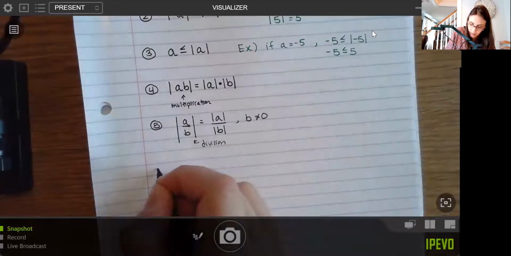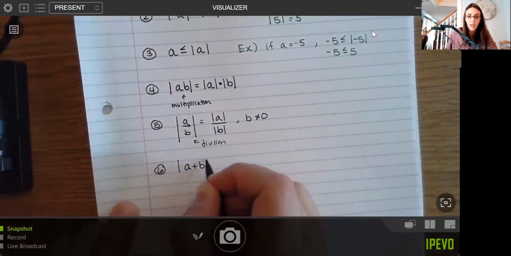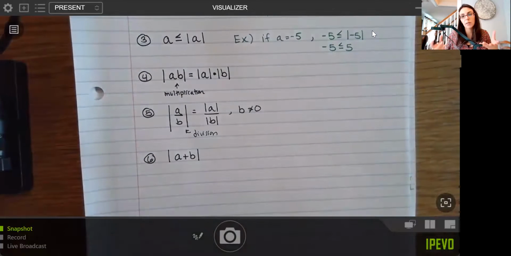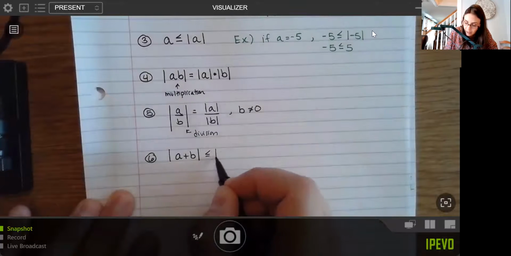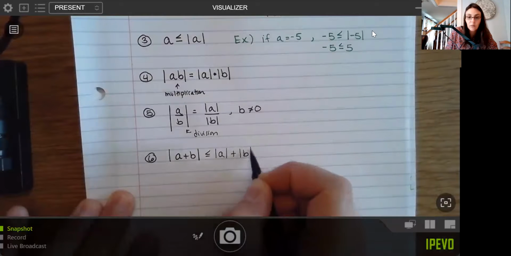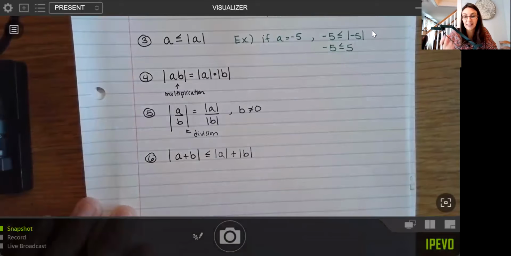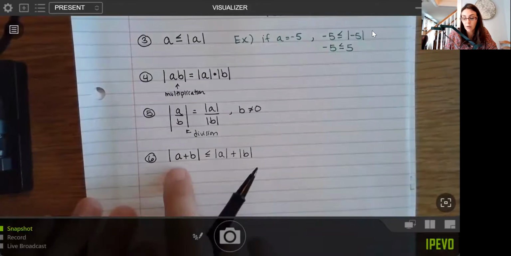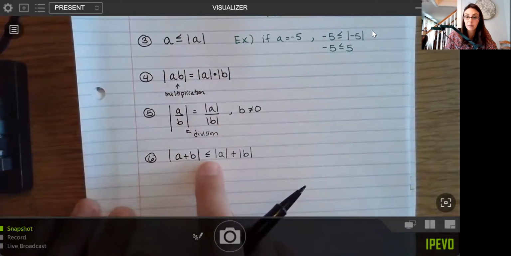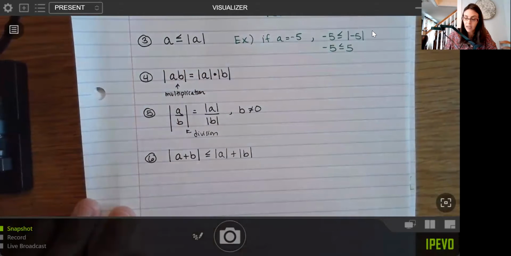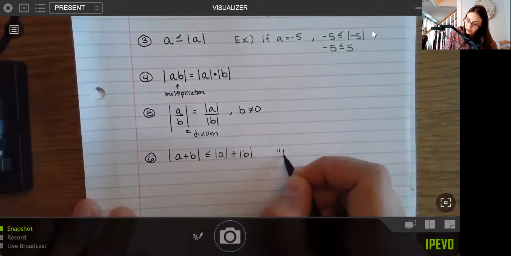And then the last property. So you can't just separate it out for addition and subtraction. It doesn't quite work that way, but we do have an inequality that we can do. The absolute value of A plus B is always less than or equal to the absolute value of A plus the absolute value of B. It doesn't mean they're equal. Like I said, these tricks only work for multiplication and division. You do not necessarily get equality for adding and subtracting. But for addition, we do get that it is less than or equal to, so we have an upper bound. And this is actually called the triangle inequality.